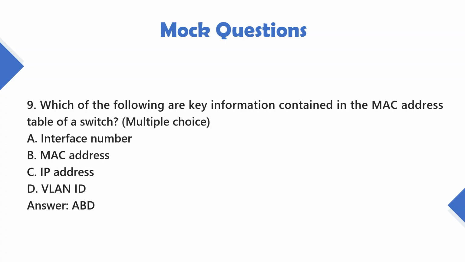9. Which of the following are key information contained in the MAC address table of a switch? Multiple choice. A. Interface number. B. MAC address. C. IP address. D. VLAN ID. Answer. A, B, D.